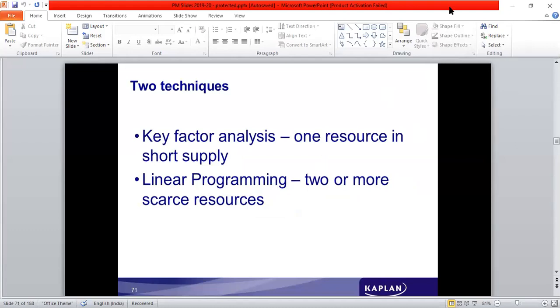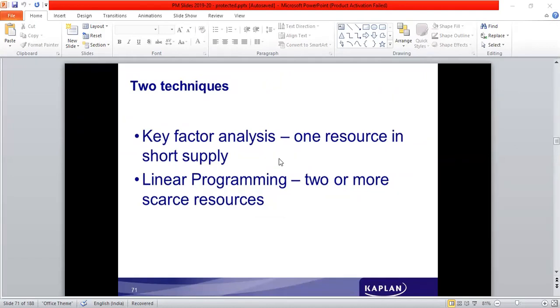The objective of the organization is to make profit. So in this process of maximizing profit, not all resources are abundantly available all the time. Sometimes there is some kind of a constraint or a limitation on to what extent they are available.